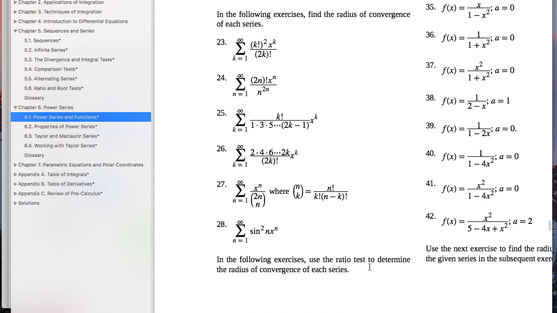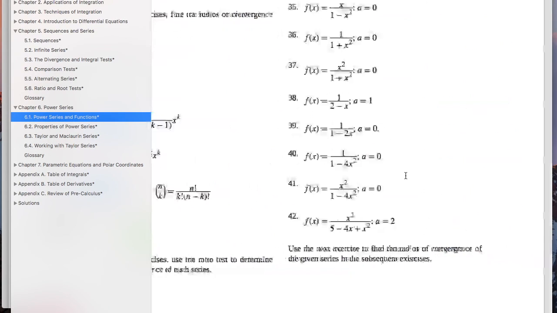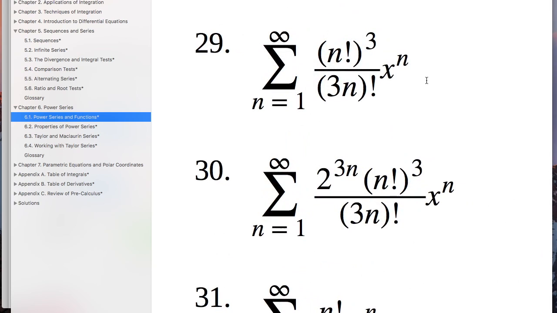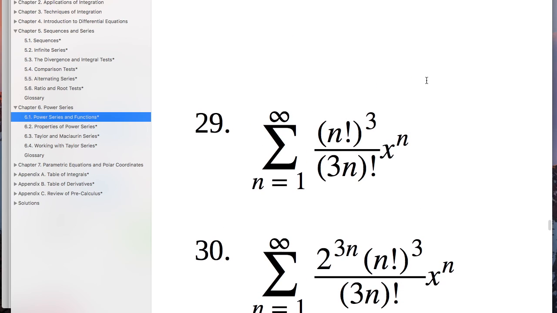Yeah, can you show us number 29? 29, this one right here? Yeah. Okay, so like that. So the instructions are to, in the following exercises, use the ratio test to determine the radius of convergence of each series. All right?